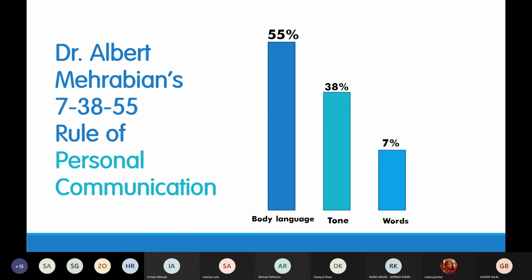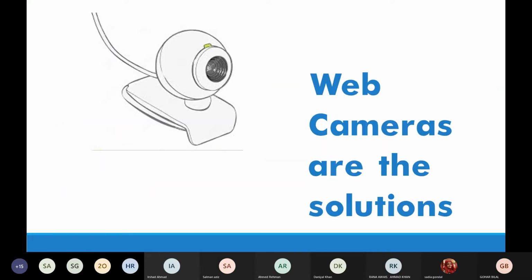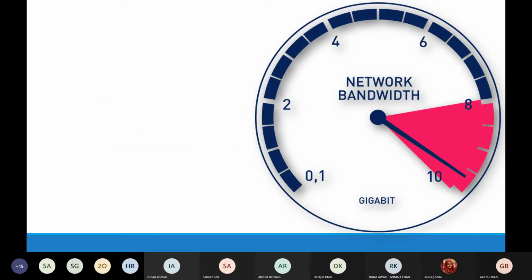So how to do this? How to make your communication better? You will say web cameras are the solution. We can use web cameras during online teaching and online learning. But there is a problem, that is network and bandwidth. You will instantly lose your bandwidth.